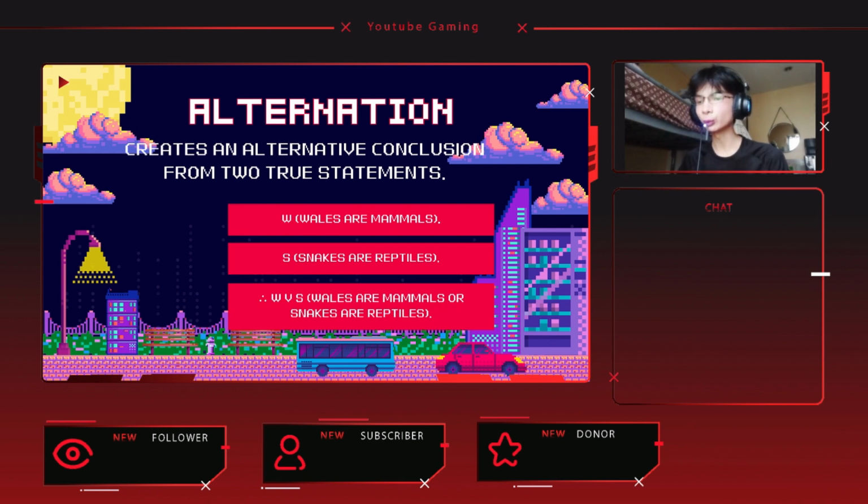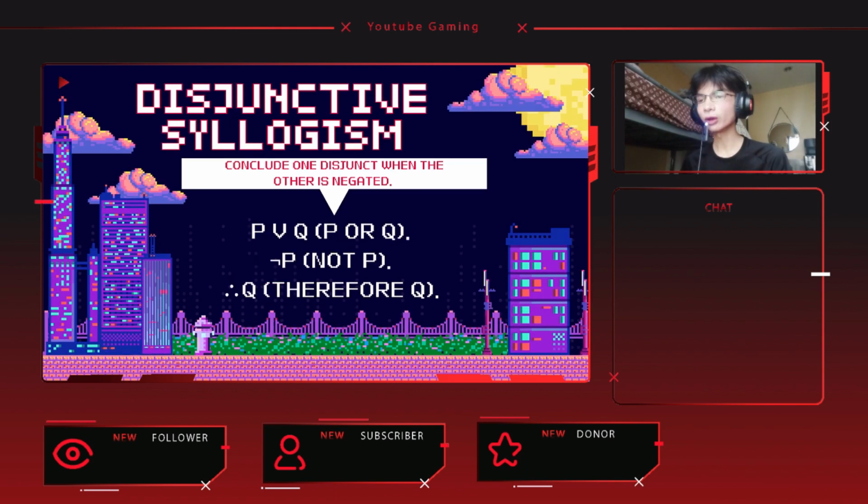Let's take W, whales are mammals, and S, snakes are reptiles in this example. This can be represented as therefore W v S, or therefore whales are mammals or snakes are reptiles. It is important to note that while you can infer conjunctions from two statements, you cannot infer alternants from an alternation. Doing so can lead to an invalid structure. Keep that in mind. Moving on to disjunctive syllogism.